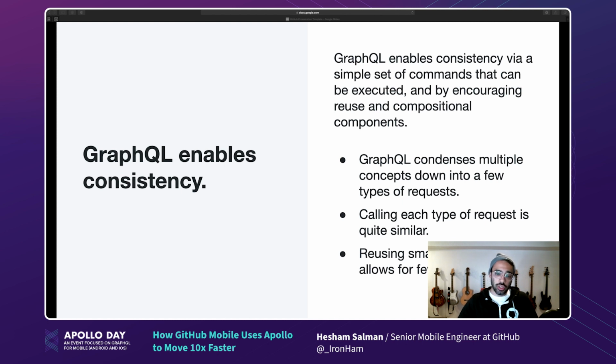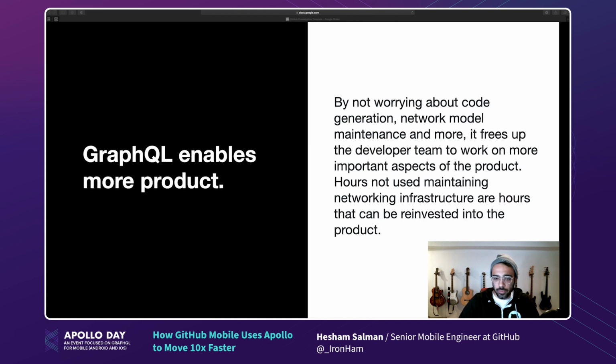As I mentioned earlier, GraphQL allows us to condense all the types of requests that we do in REST across just a few concepts. Calling each type of request is also quite similar, so there aren't any special cases or special rules to using any one request type.